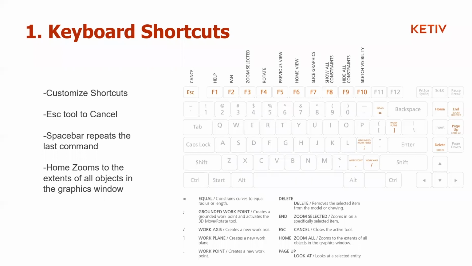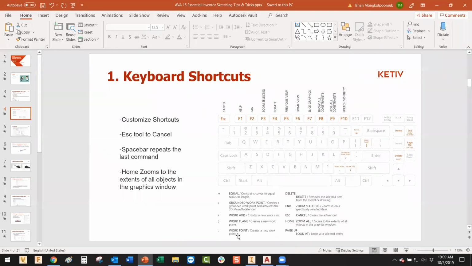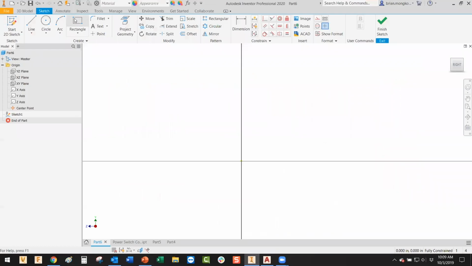And things like Nigel was saying, like L, for example, is the line tool. That's not showing on this page, but we can dig into that in just a second here. Spacebar is one that I've been picking up recently to repeat the last command. And a useful one, and I'm going to go ahead and hop between Inventor here, is the home key, which zooms extents. I think that one's a useful one for people to pick up.